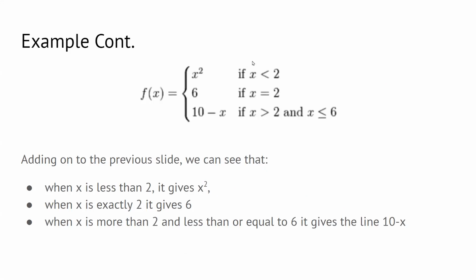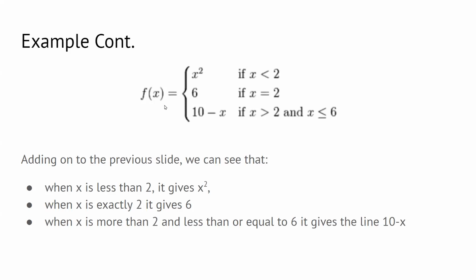We can see that when x is less than 2, f of x will be x squared. When x is exactly 2, f of x will be 6. So that'll just be a point where x equals 2. That point will be (x, 6). And then when x is greater than 2 but less than or equal to 6, it will give the linear line 10 minus x. So f of x will be 10 minus x when x is greater than 2 but less than or equal to 6.